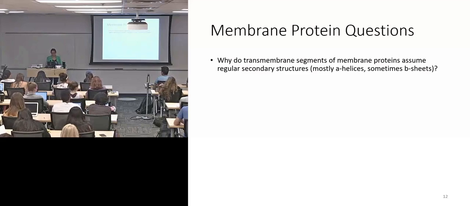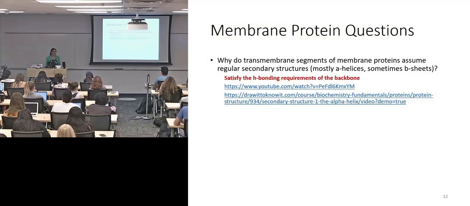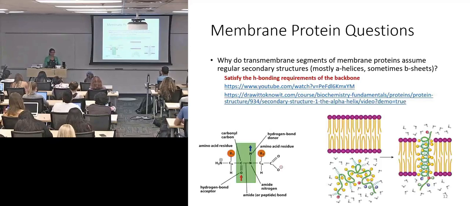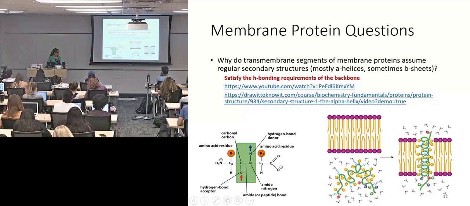That is a perfect answer. The peptide backbone requires hydrogen bonding. The peptide backbone is polar. Okay? Here's our peptide bond between two adjacent amino acids. It has polarity to it. It has a hydrogen bond acceptor site and a donor site. In order to satisfy the hydrogen bonding that the backbone needs, the backbone is going to interact with itself through a helix or a beta sheet to get across.